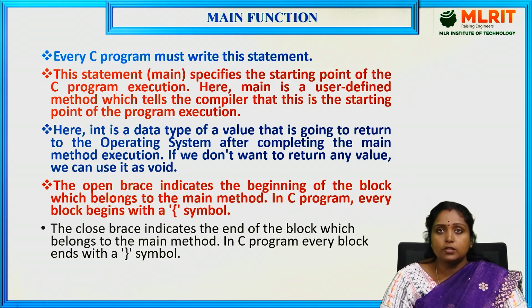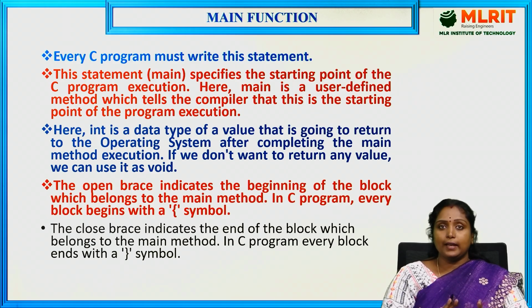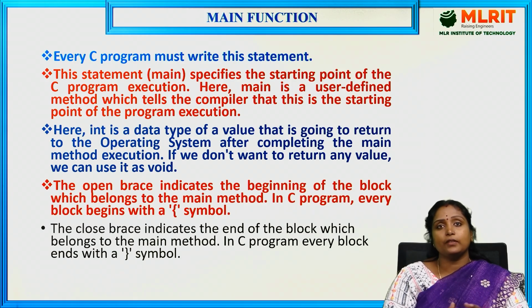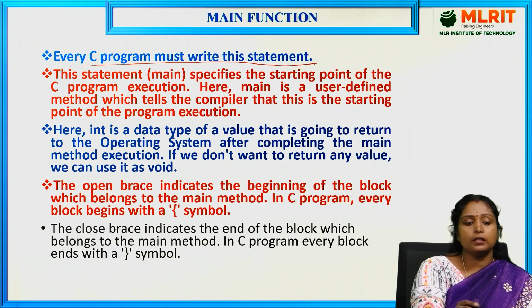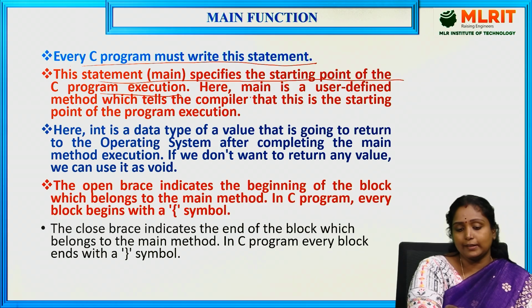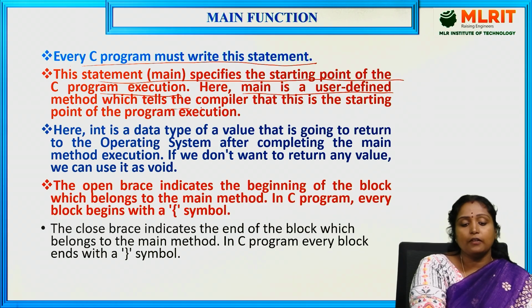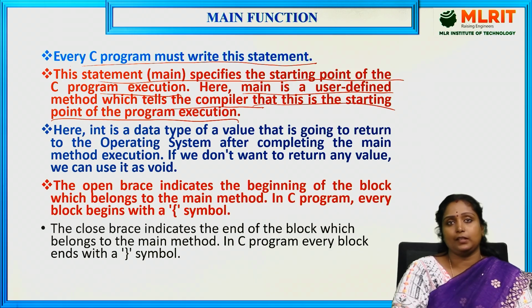Coming to the main function section, or main section, it is the starting point of C programming execution. When you are executing the program, first the compiler will check whether the main function is there or not. If the main function is not there, it won't start execution. It will throw you an error asking where is the main function. Every C program must have this statement. This statement main specifies the starting point of C program execution. I already told you, main is a user defined method which tells the compiler that it is the starting point of the program execution.